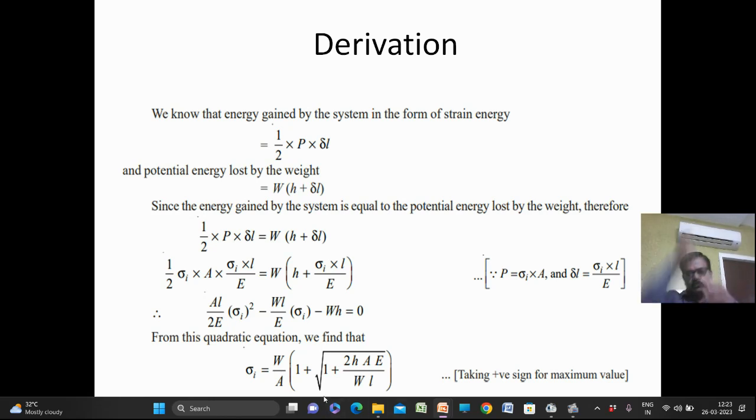Because load is applied on the bar and the bar gets stretched, it is subjected to tensile stress. Therefore, we are interested in finding the tensile stress rather than the compressive or negative stress. So that is W by A into, within the brackets, 1 plus square root of 1 plus 2HAE by WL. This is the formula derived to find the impact stress.